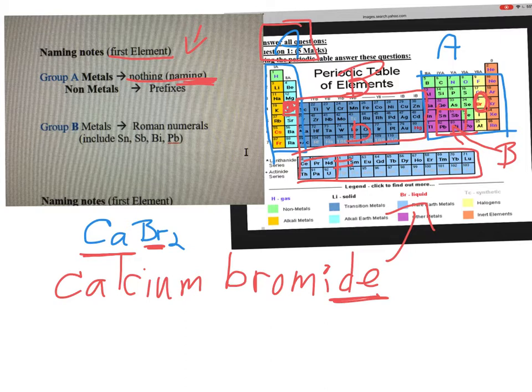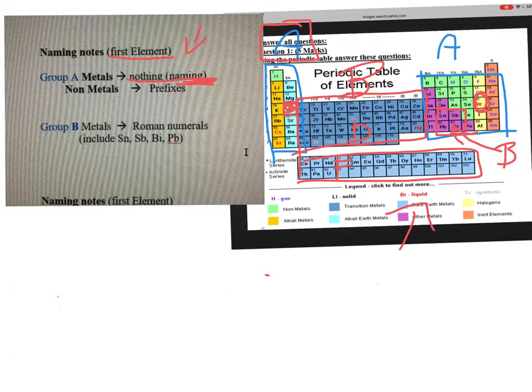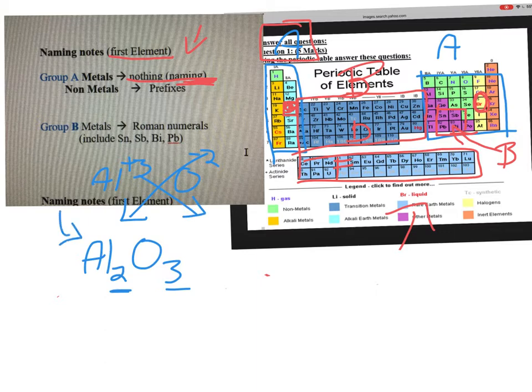Let's try another one. Let's do Al2O3. Remember, these numbers are what crisscrossed. When you originally had aluminum, it was a +3. Oxygen was a -2. They do not cancel out or reduce, so they crisscross. Anytime you have a chemical formula, that means your oxidation numbers already crisscrossed. It's the answer. So what you're trying to get is just the name.